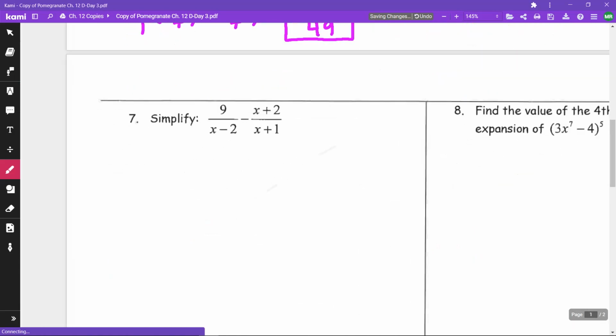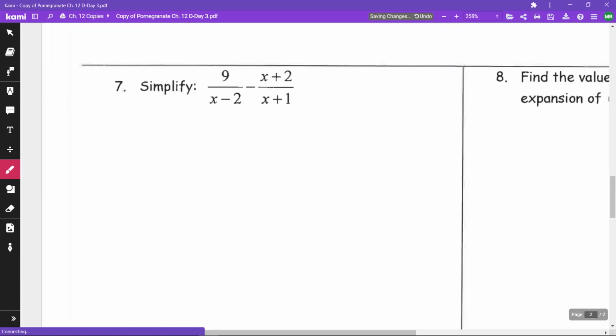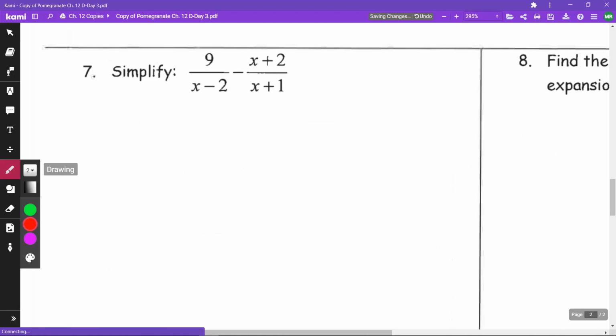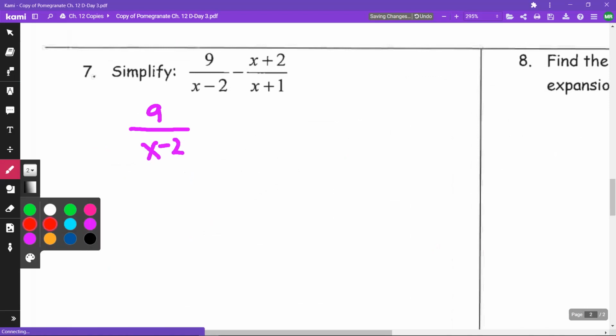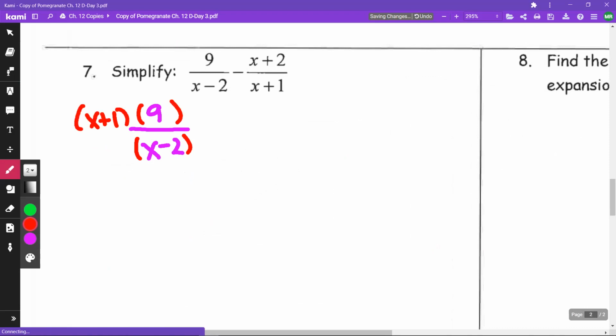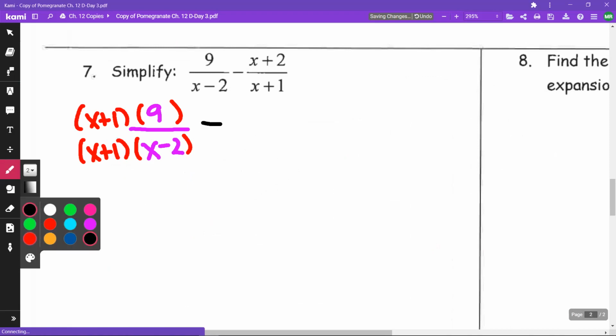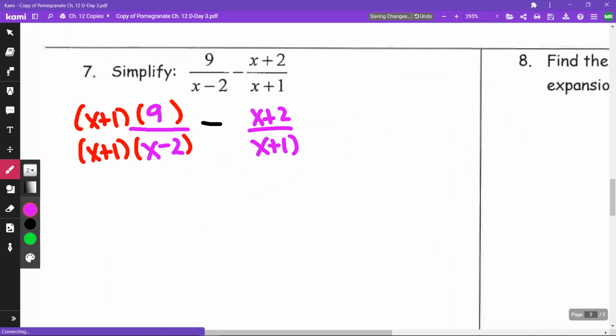On number 7, this is our rational expressions. We need to get a common denominator. So I am going to take 9 over x minus 2. And for that, I need to multiply top and bottom by x plus 1 to help get a common denominator. Minus, and then the x plus 2 over x plus 1, I need to multiply that by an x minus 2 to get a common denominator.